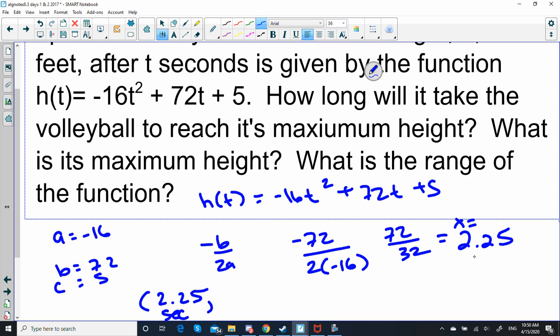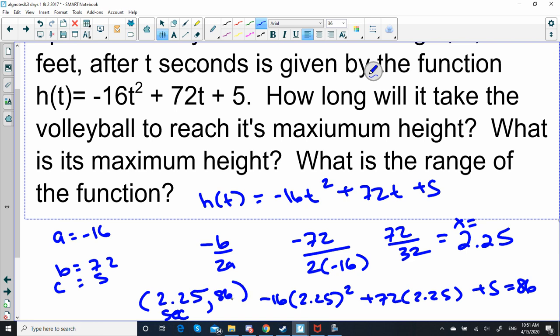So I plug the 2.25 back in here. So negative 16 times 2.25 squared plus 72 times 2.25 plus 5. That gives me 86. So 86 is the answer to the second part. So it's going to take the volleyball 2.25 seconds, and it's going to go 86 feet high.